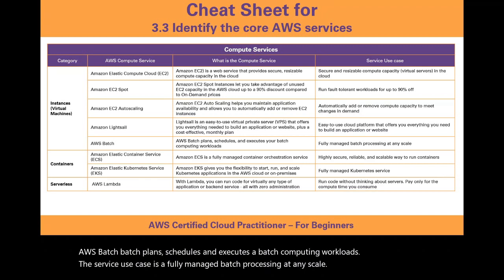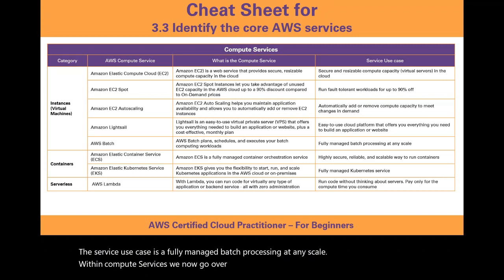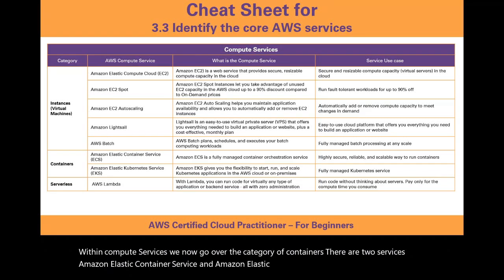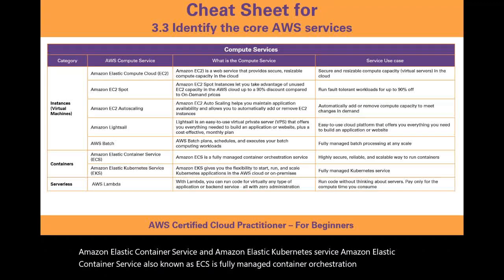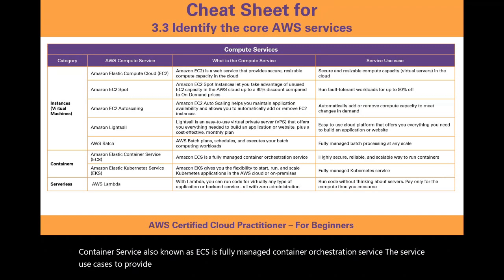Within compute services, we now go over the category of containers. There are 2 services: Amazon Elastic Container Service and Amazon Elastic Kubernetes Service. Amazon Elastic Container Service, also known as ECS, is a fully managed container orchestration service. The service use case is to provide a highly secure, reliable, and scalable way to run containers.